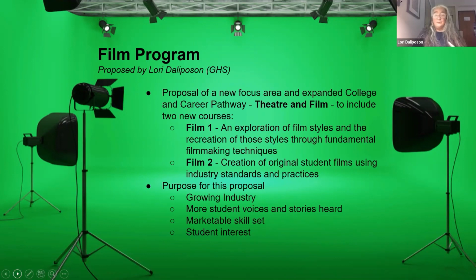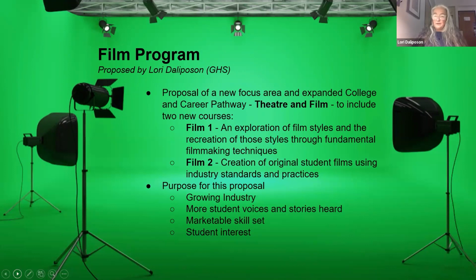And then the second year, they would take the skills that they learned and use it to create original films, from screenplay to pre-production, production, post-production, all by industry standards. So that's the proposal. And then at the end of that second year, there'd be a film festival. We would show the work of the students. Pretty exciting. The reasons for this proposal: most people in theater end up doing film, frankly, because film pays better.